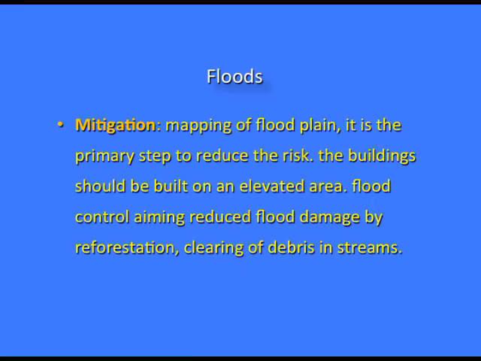Mitigation can be done by mapping of the floodplain. It is the primary step to reduce the risk. The building should be built on an elevated area. Flood control and warning aimed at reduced flood damage, by reforestation and clearing of debris in waterlogging areas, is very important. Finally, we can go for the cyclones.